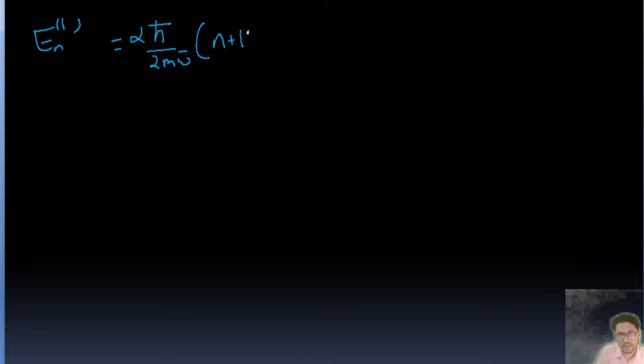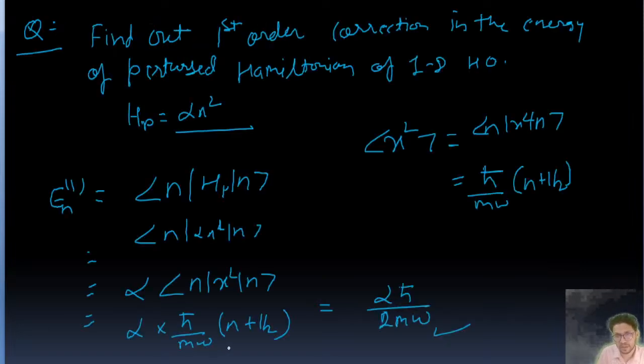Next question. If the same question is asked for the first order correction in the first excited state of the harmonic oscillator, then En1 is going to be this one, which we know En value, right? This is alpha h cut upon 2m omega times n plus half, right?